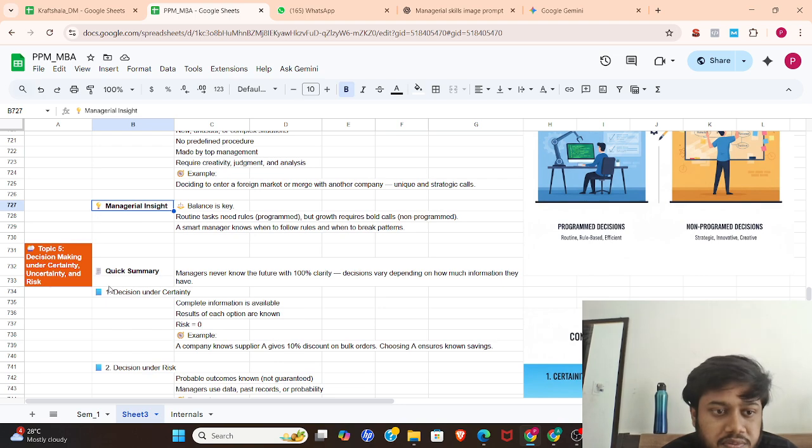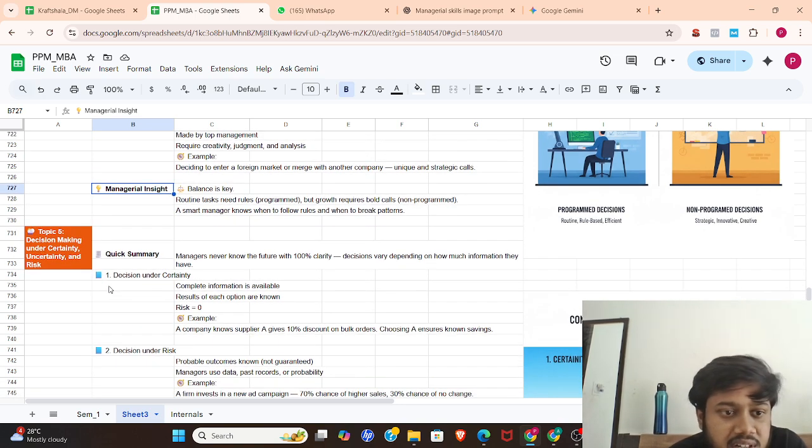So now moving to the fifth topic, decision making under certainty, uncertainty and risk. How decision making is performed under these three conditions. Let's start with the first one. Decision under certainty. Complete information is available. Results of each option are known. Risk zero. Example, a company knows supplier A gives 10% off on bulk orders. Choosing A ensures known savings.